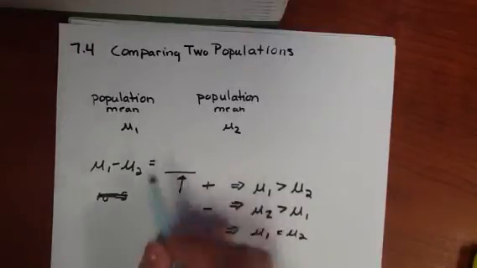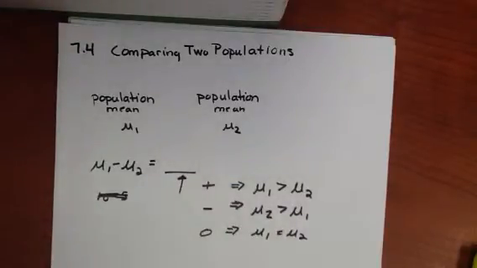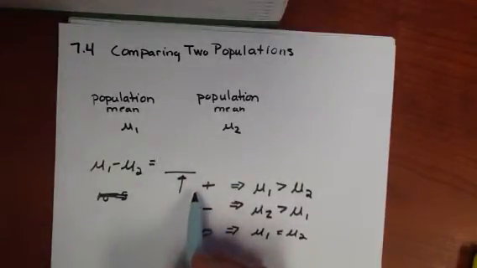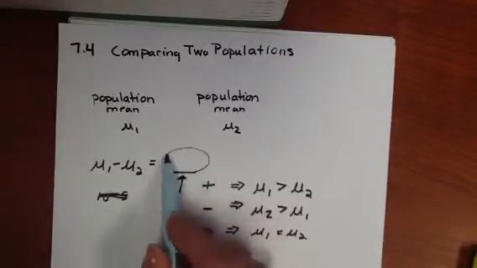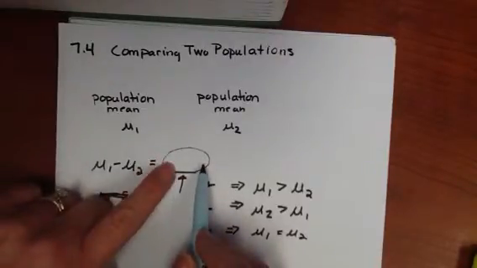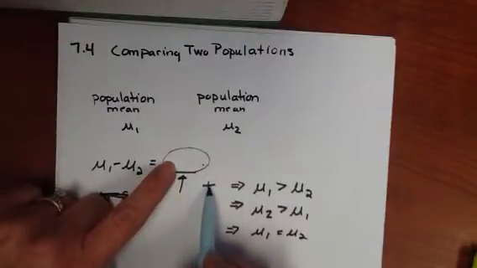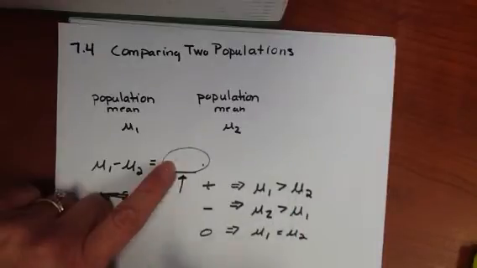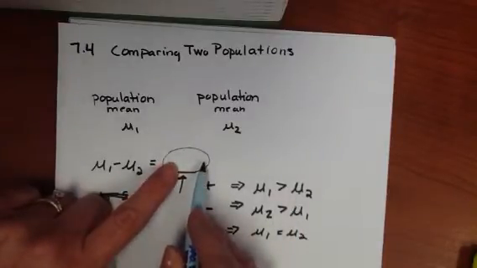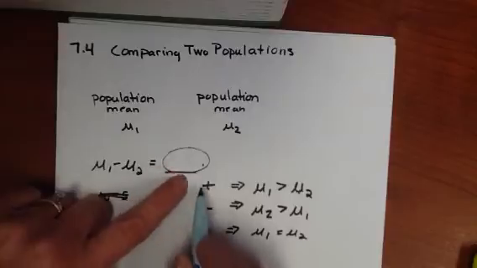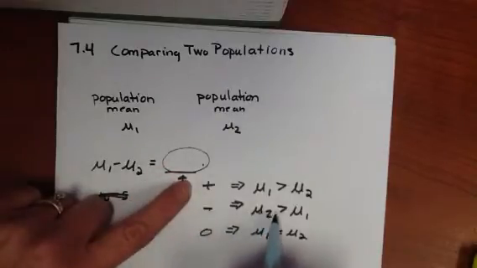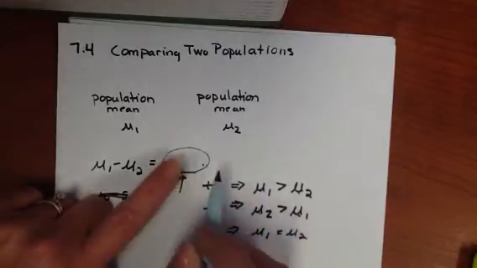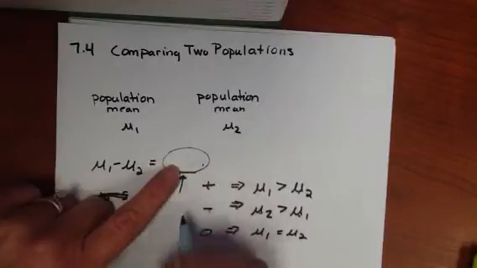So we're estimating what this difference is. When we get an interval of two numbers, we're going to estimate that this difference is between those two numbers. If both of those numbers are positive, it means this answer is positive, telling us that mu1 is larger than mu2. If we get two numbers that are negative, that means this answer is negative, meaning that mu2 is larger than mu1.